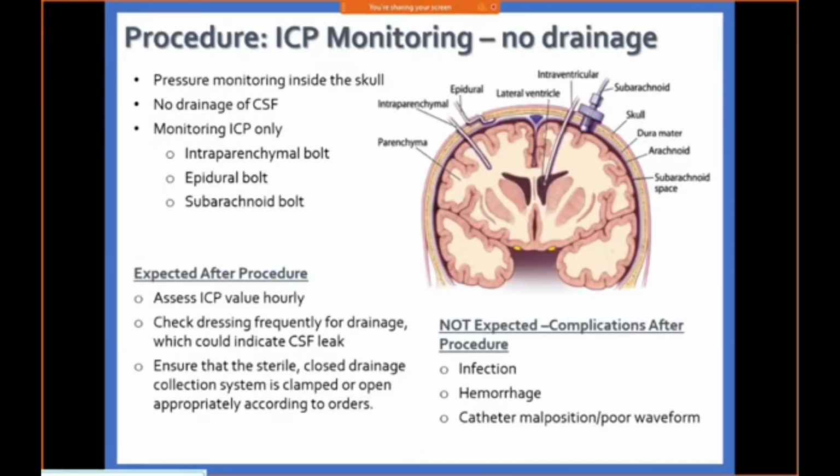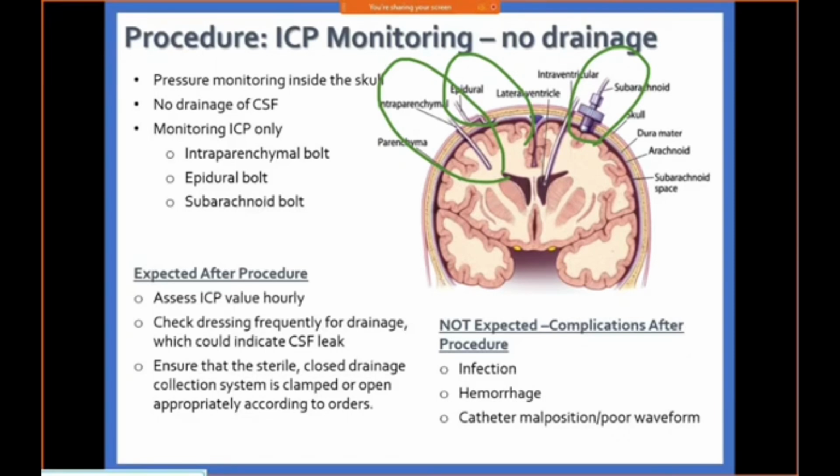And then I just put this out again. We can do ICP monitoring that's not in a ventricle. Again, ICP monitoring has to be done in the brain. The kinds that will monitor ICP are the intraparenchymal, the epidural, and the subarachnoid. The only one that can drain is the intraventricular. All the other ones will just be for monitoring. They're usually called bolts of some kind, but they are basically catheters that are inserted into an area of the brain that can read pressure.